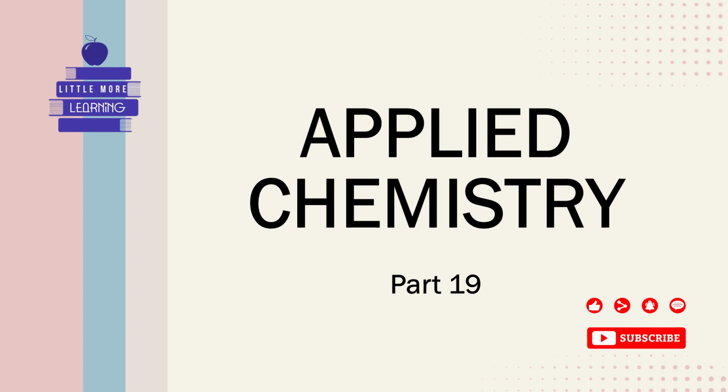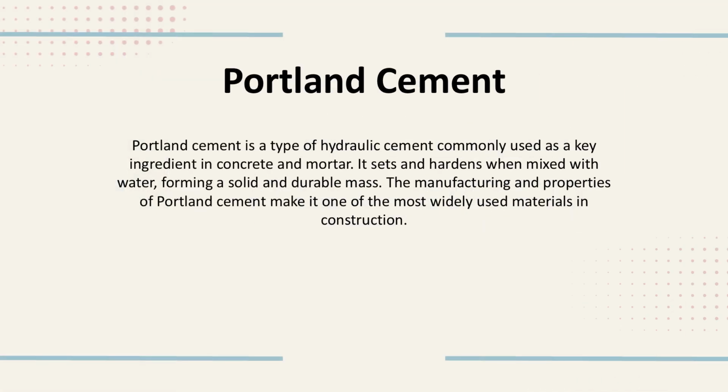Welcome to Part 19 of Applied Chemistry, focusing on Portland cement and glass. Portland cement is a type of hydraulic cement commonly used in concrete and mortar. It sets and hardens when mixed with water, creating a solid, durable mass. Because of its reliability and strength, Portland cement is one of the most widely used construction materials worldwide. This cement's unique properties are achieved through a precise manufacturing process involving high-temperature treatments.